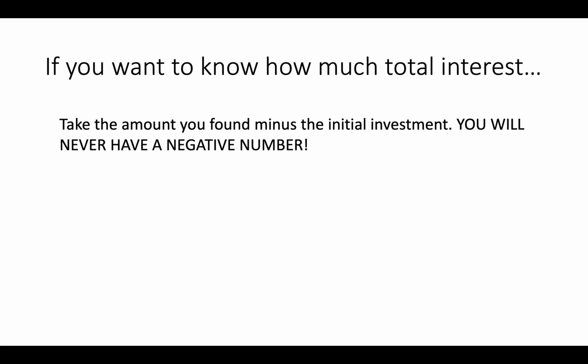So if you want to know how much total interest you're paying, or how much total interest someone's receiving, you're going to take that amount that you found as your answer and subtract it from the initial investment. You will never have a negative number. Why? Because it's always going to be a bigger number subtracted from a smaller number.